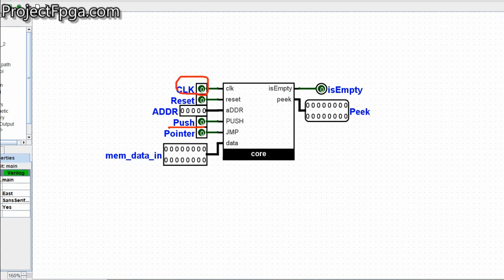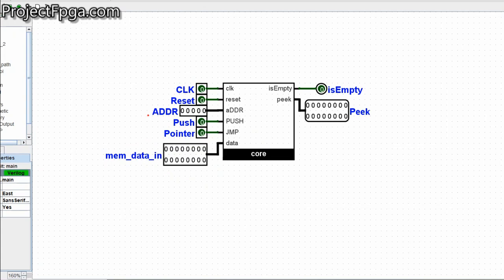So whenever the clock is ticking and the push button is on, whatever you have in your memory data will be stored into the stack. So that's what the push and the data stand for.